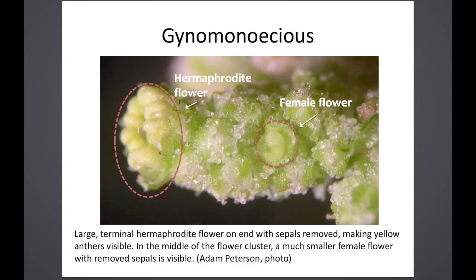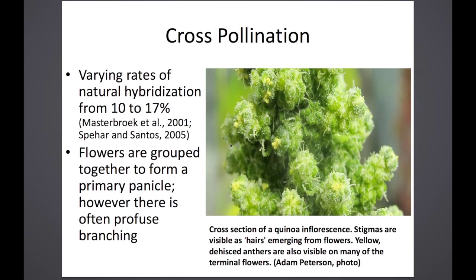And this is quite common. We will often see hermaphroditic flowers on the very ends of these little spikes and panicles, and the female flowers will be located proximal to the central stem. Quinoa crosses at a rate of 10 to 17%. There are reports of outcrossing even higher than that. So it's still predominantly self-pollinating, but it can outcross quite readily.